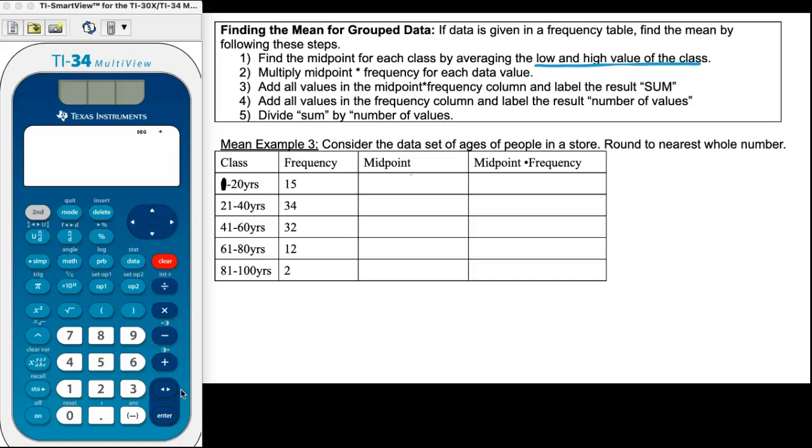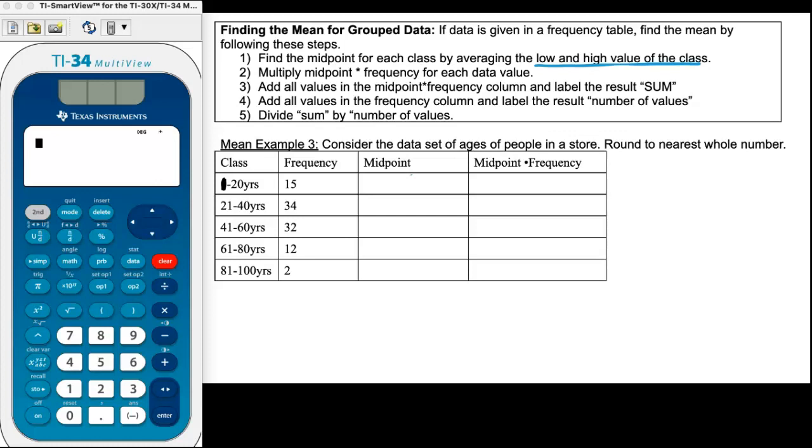But since I have this range, I need to approach this a little bit differently so I can find an average. And so what I'm going to do is first find the midpoints of each class, and I'm basically going to average those. So step 1, find the midpoint for each class by averaging the low and high values of the class.